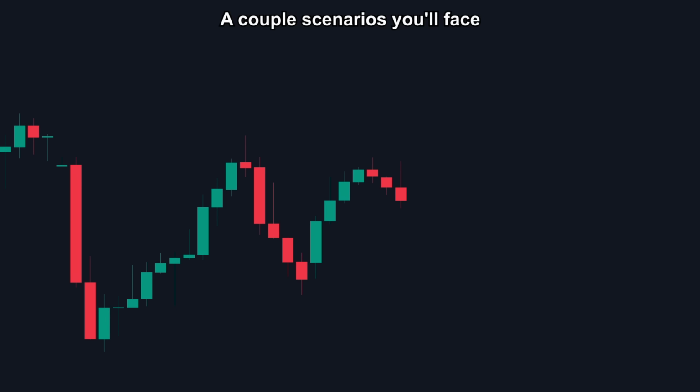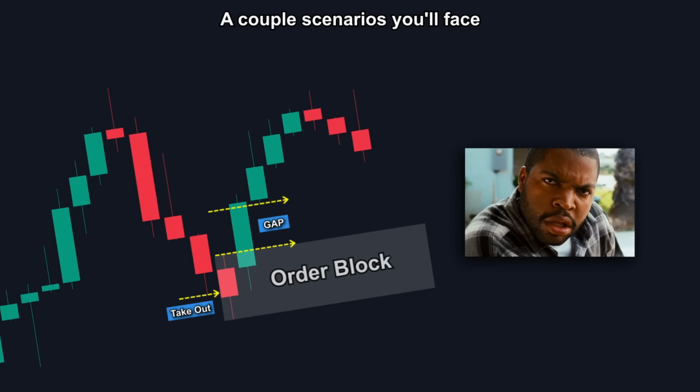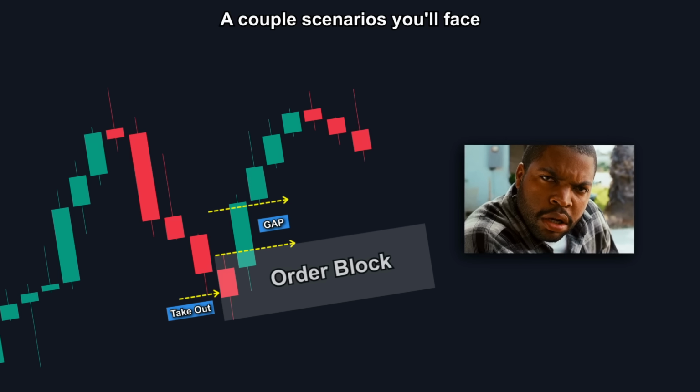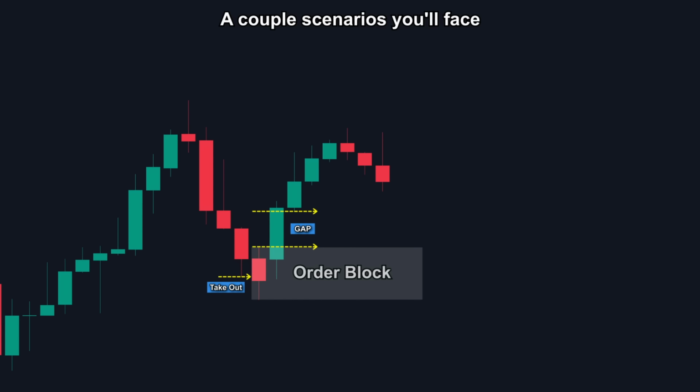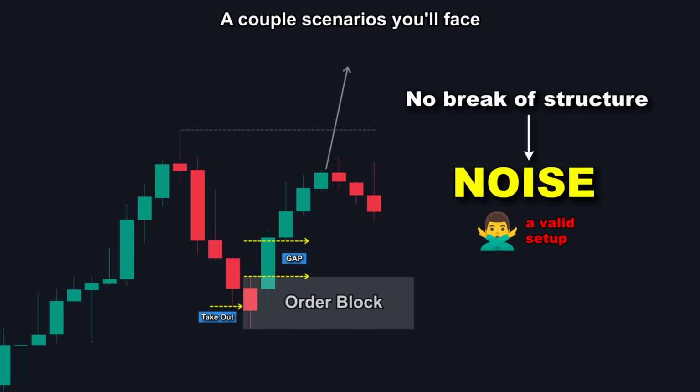Take a look at this chart. We have price creating what looks like a perfect order block right here. Last bearish candle before an upward move. The question, would you trade this order block or not? If you said no, I wouldn't trade it because there's no break of structure, you're absolutely right. This order block doesn't qualify because price failed to break the previous high. No break of structure means it's just noise, not a valid setup.